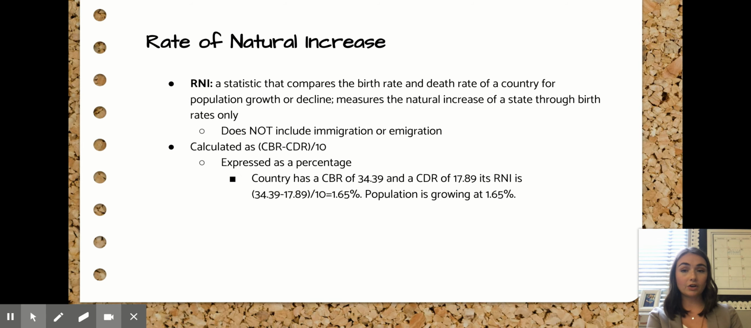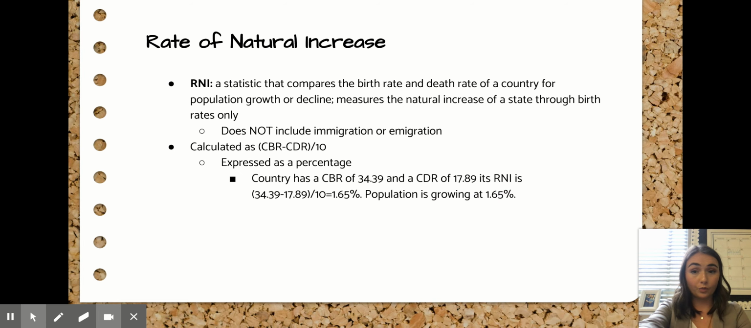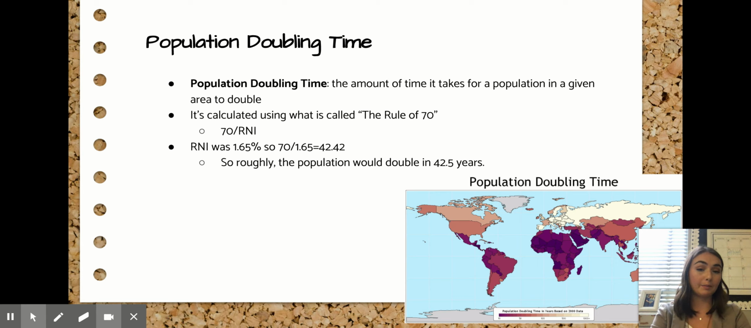And then they also calculate population doubling time. So here we're figuring out how the various countries' populations are going to increase naturally. This one's figuring out how long it is going to take this population to double. So this lets us know how fast the population is growing compared to other places. So population doubling time is the amount of time it takes for a population in a given area to double. It's calculated using what is called the rule of 70. So it's 70 divided by the rate of natural increase is how you get the population doubling time.